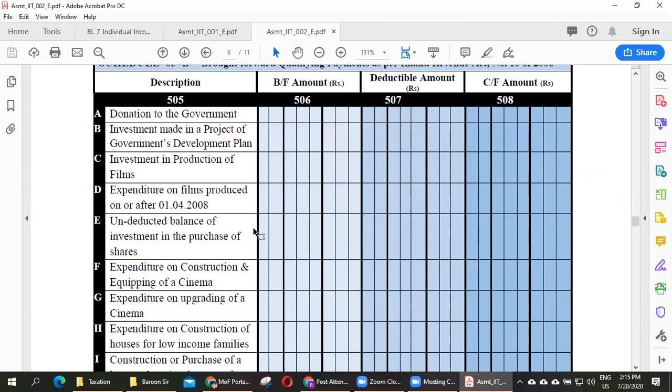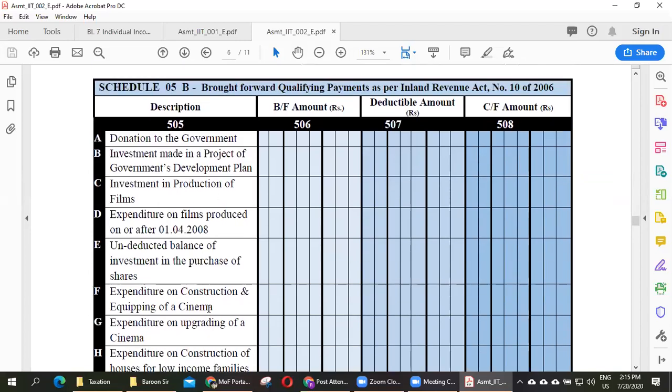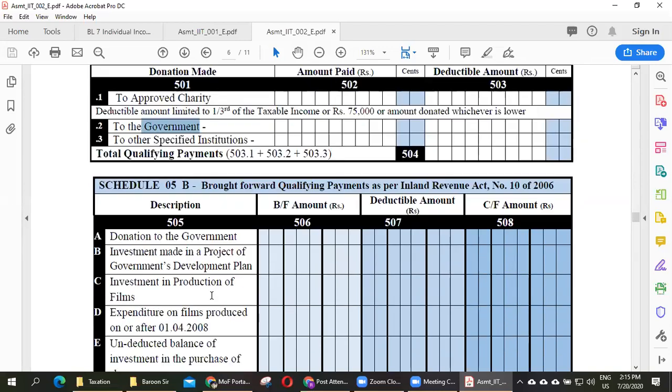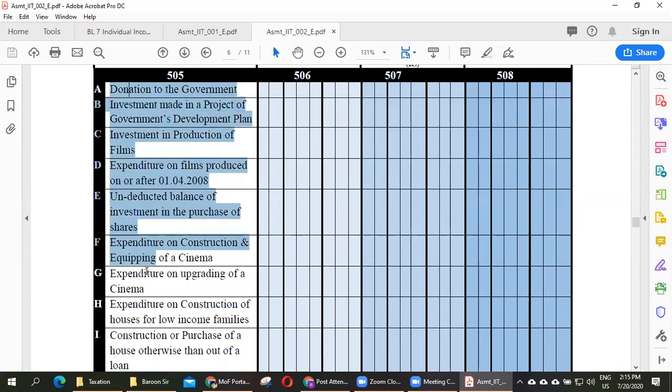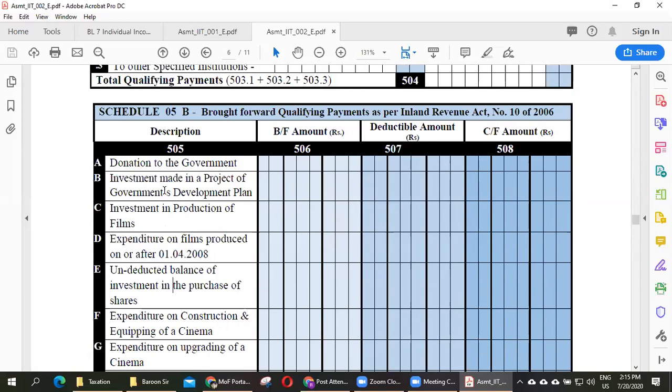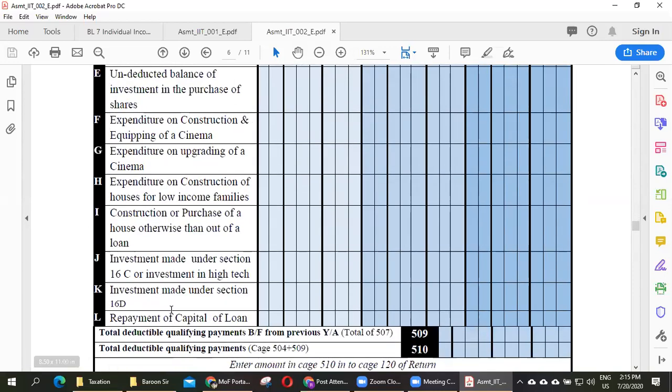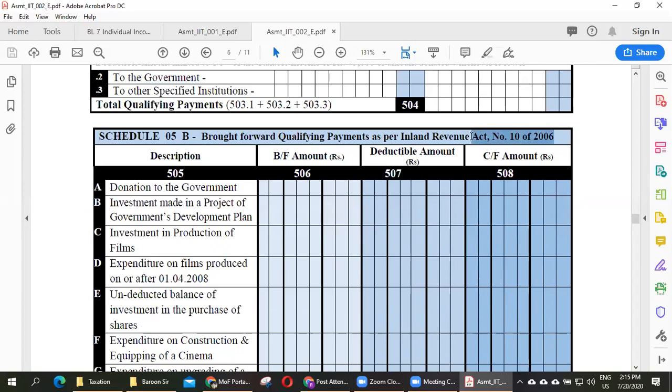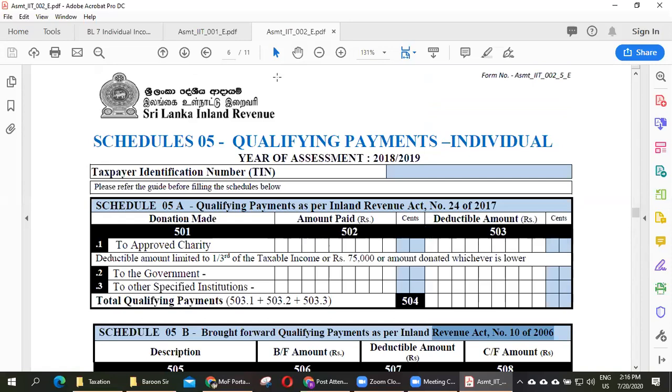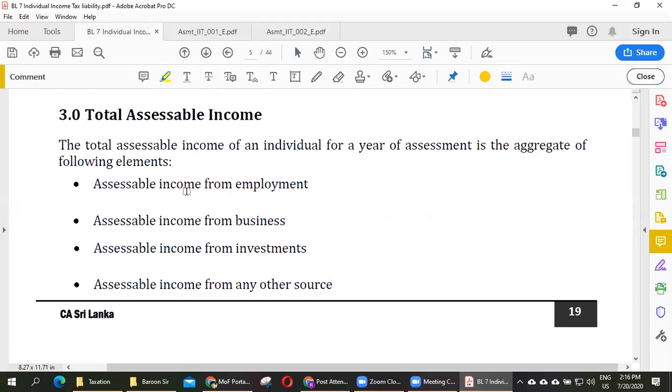Here is more detail. This is not relevant for us, it does not come under our syllabus. According to the new act, we don't have this kind of provisions, right? It's coming under number 10 of 2006, the previous act. Now the subject, tax, is very simple and easy to understand, right? The previous act was very complex. Now it's the easiest one.